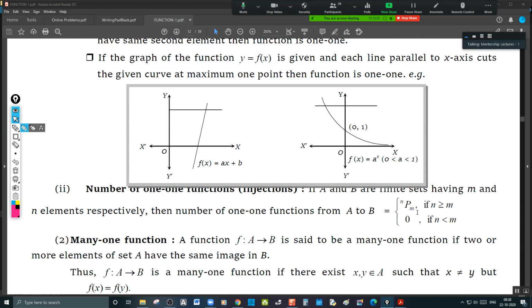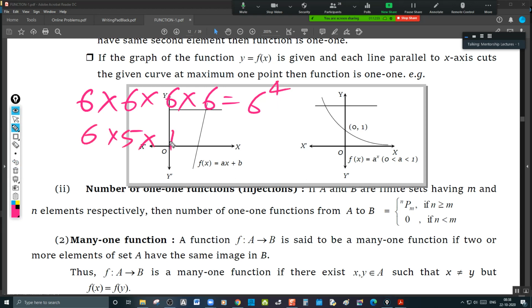Nothing but permutations. In the previous case, what I explained is 6 power 4 I have taken. Do you remember? In the previous example, what I have taken. But for one-one, what happens? It will not be 6 power 4, but it is 6 into 5 into 4 into 3, which is nothing but 6P4. 6P4 gives you one-one functions.